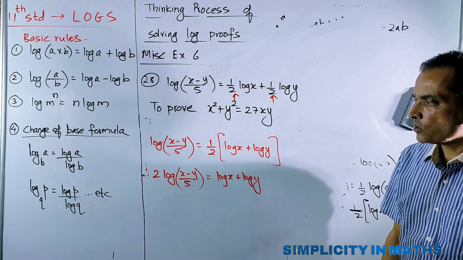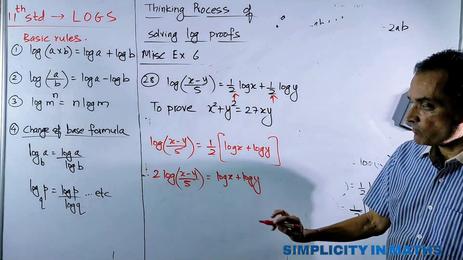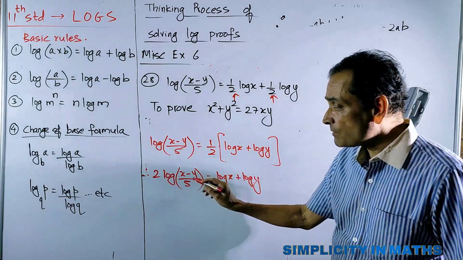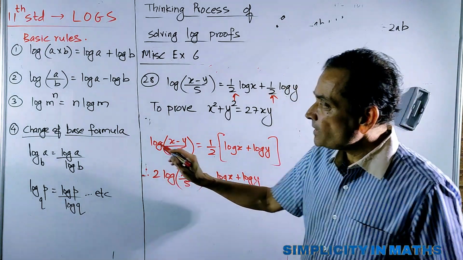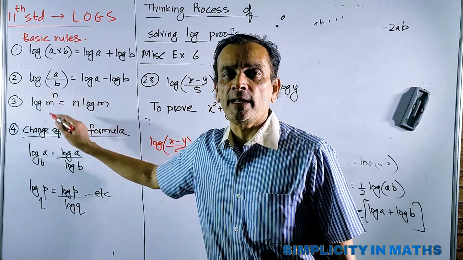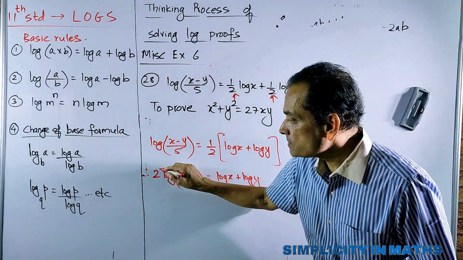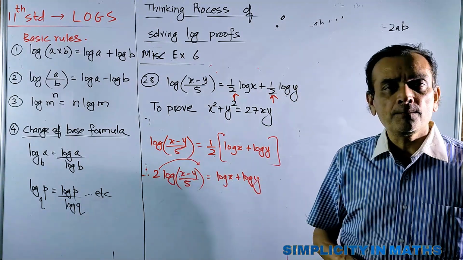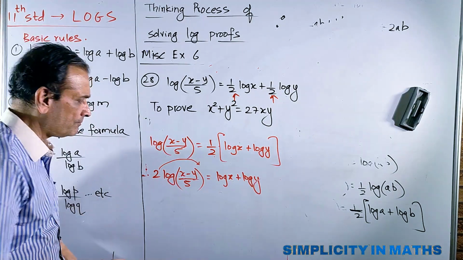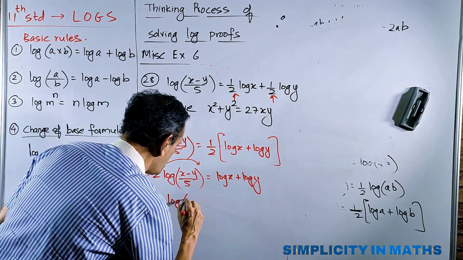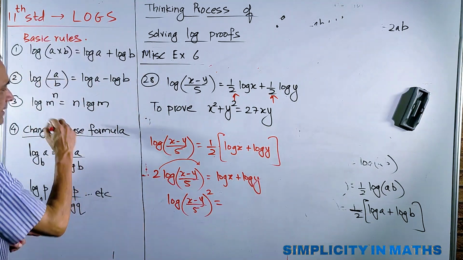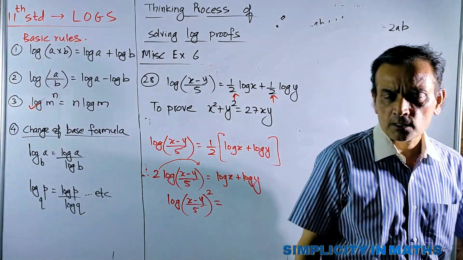Next, which rule will you use? We have to use 2 rules. Observe, if you want to ignore logs after some time, there should be nothing in front of the log. As we have seen here, if n is in front, it goes on the other side as log of m raised to n. If 2 is in front, we will take 2 up in the index, using the same formula. That is one rule done.